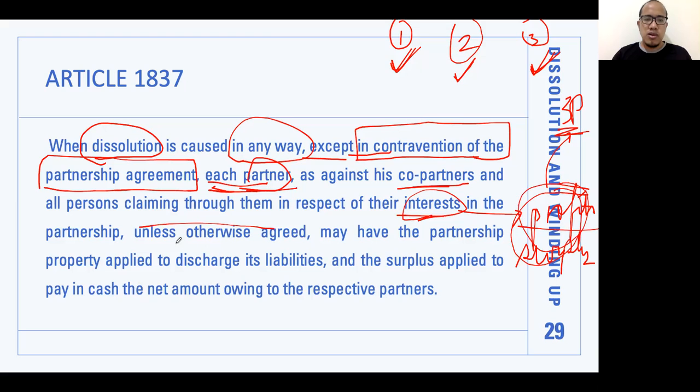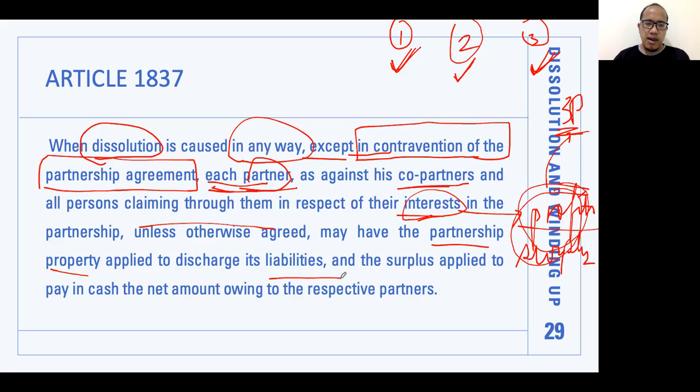In case may dissolution, itong partner na ito against his co-partners and those third persons may ask that the partnership property, ibig sabihin yung property mismo ng partnership ito, hindi specific property or separate property of the partners, ay ibayad sa liabilities ng partnership. Siyempre, as a partner, you are interested in doing that. Diba? Especially kung mag-dissolve na yung partnership. Pag mag-dissolve na yung partnership, all of the partners are interested in the discharge of the liabilities.